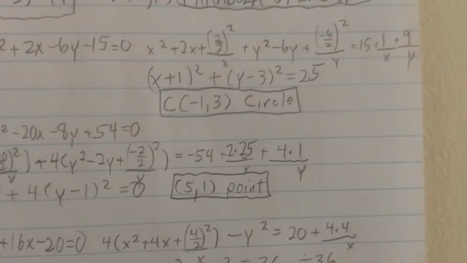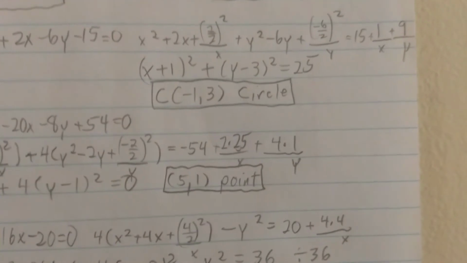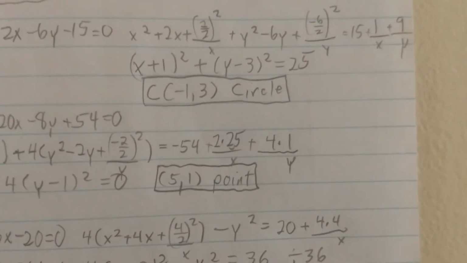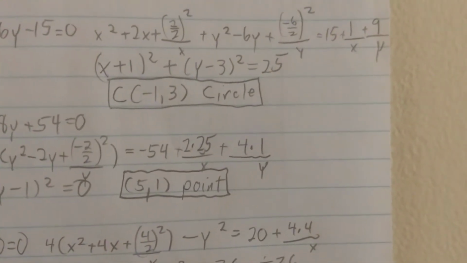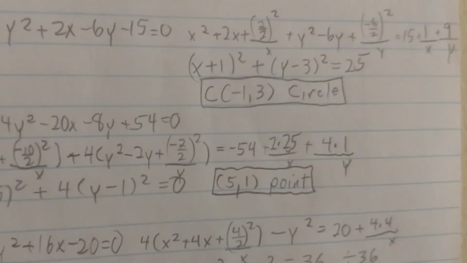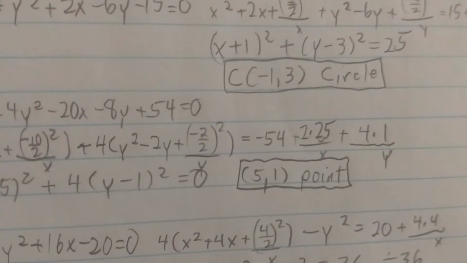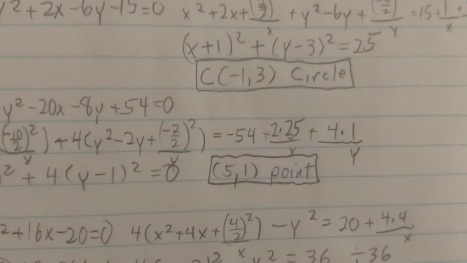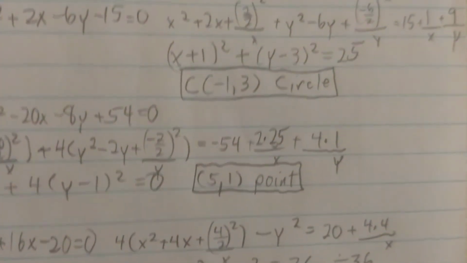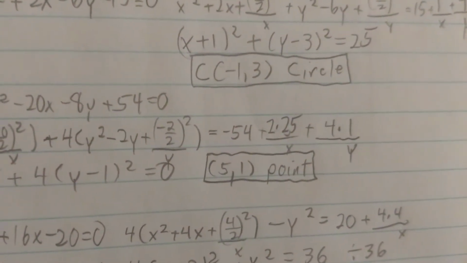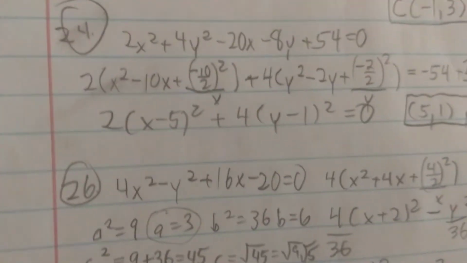And that will be, having moved the 15 over, 15 plus the 1 for the x, completing the square, plus the 9 for the y. So that gives us x plus 1 squared plus y minus 3 squared is 25. And that's a circle like we knew it would be, with a center at negative 1, 3.